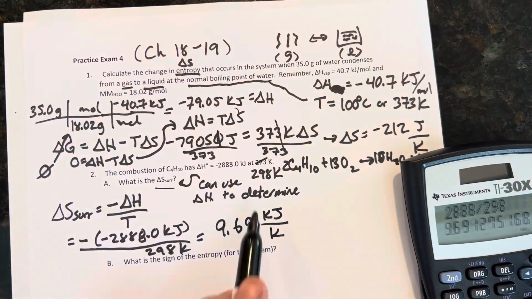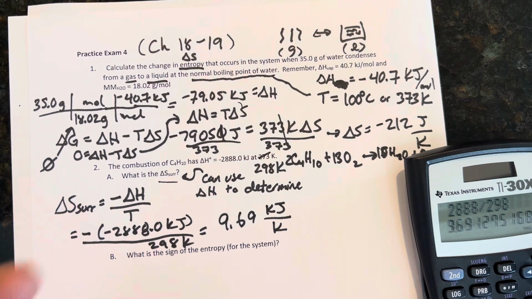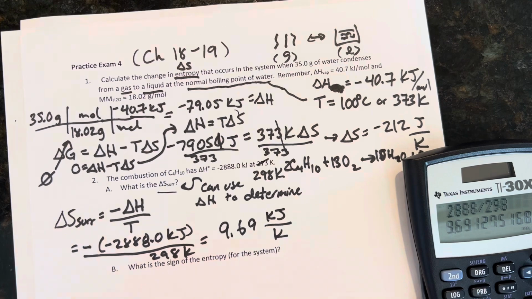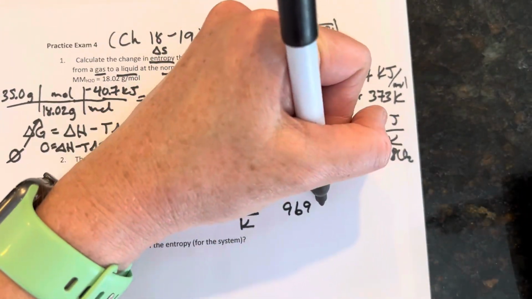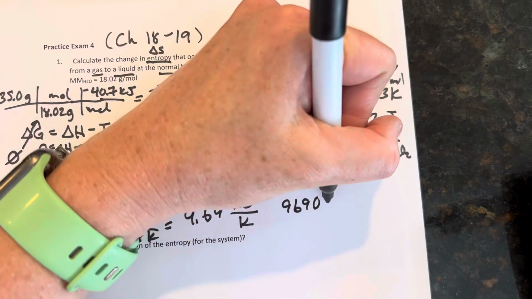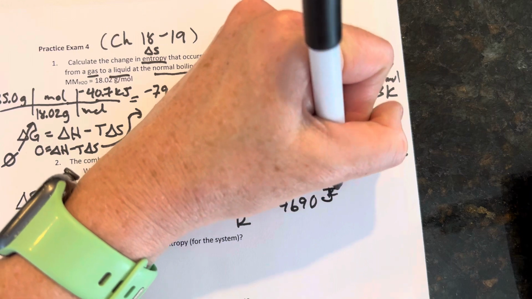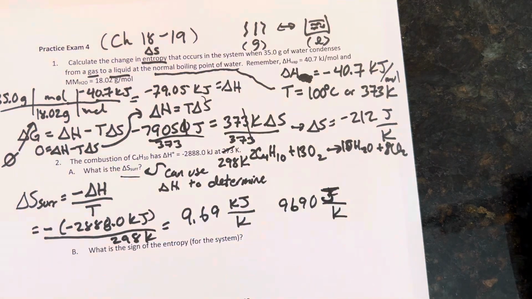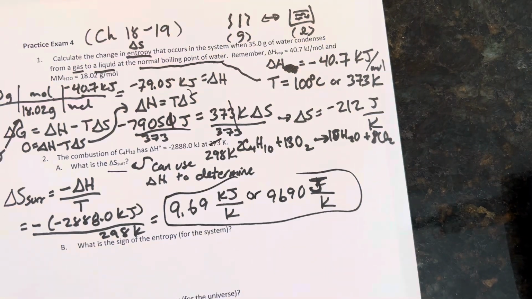Oftentimes you'll get a decimal point here, and again, that's because generally when you're working with entropy, you'll want to turn it to joules. This was just such a large amount of heat, it didn't matter, you got a single digit, that worked great. You could have also gotten that 9,690 joules per Kelvin. Cool. All right, so either of these answers would have worked. Great. All right, what is the sign of the entropy for the system?